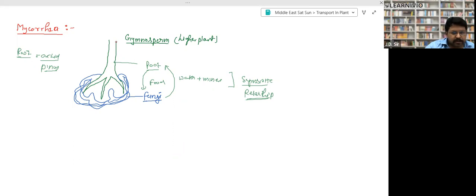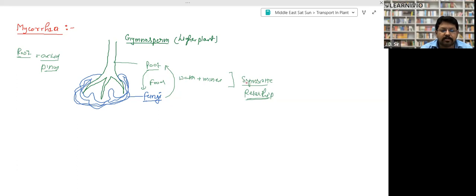Basically, gymnosperms are higher plants. Fungi make a covering around the root of the gymnosperm. What does it do? It helps in absorbing water, right? Fungi take the water and minerals and provide them to the root. In return, the roots provide food to the fungi, so both are helping each other.